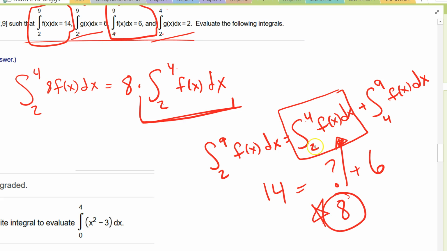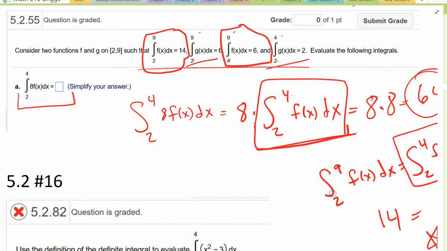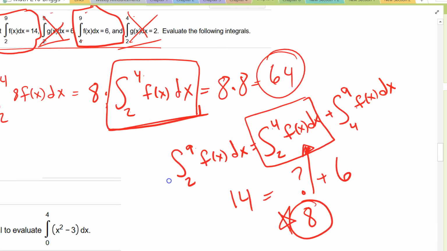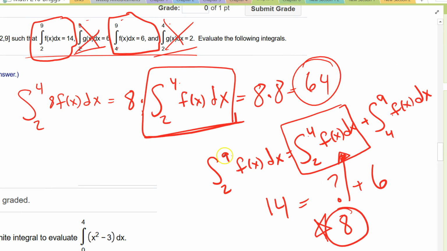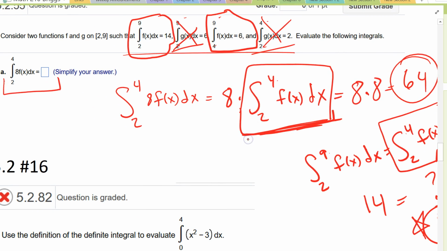Right? So the integral from 2 to 4 plus the integral from 4 to 9 is the same as the integral from 2 to 9. So this ends up being 8, and I have 8 times 8, which is 64. So it turns out you don't use the g of x at all. So the integral from 2 to 4 can use the fact that you know the integral from 2 to 9 and break that up from 2 to 4 and 4 to 9. You were given that information and you can find that this would have to be 8.